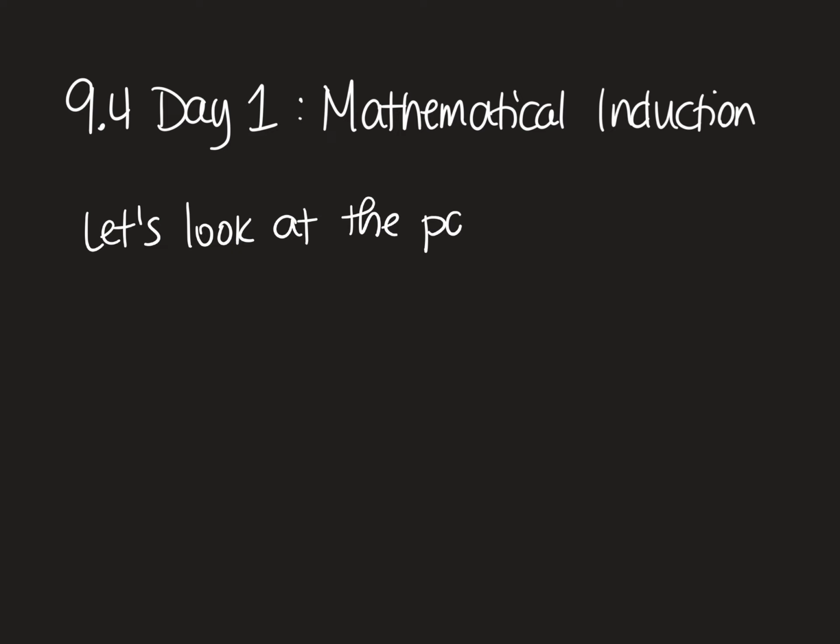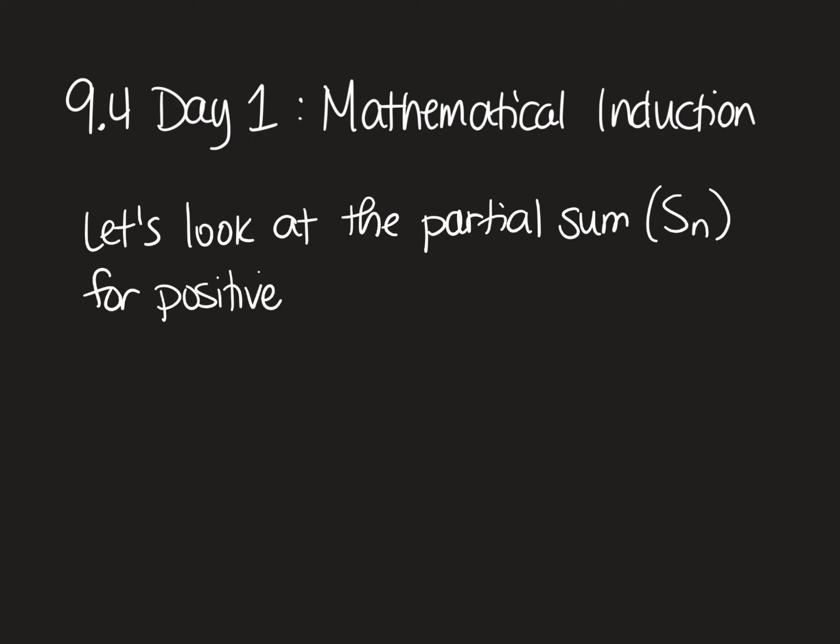the partial sum. Now, if you remember, partial sums, we talked about earlier, we labeled those as S sub n. So whatever the number of the terms are that you're adding together, that's what n would be. So we're going to look at the partial sum for positive odd integers. And we're just going to look at the first few terms. Okay, so we're going to start with S sub 1 and go up to maybe S sub 5. And I want to see if we can find a pattern.